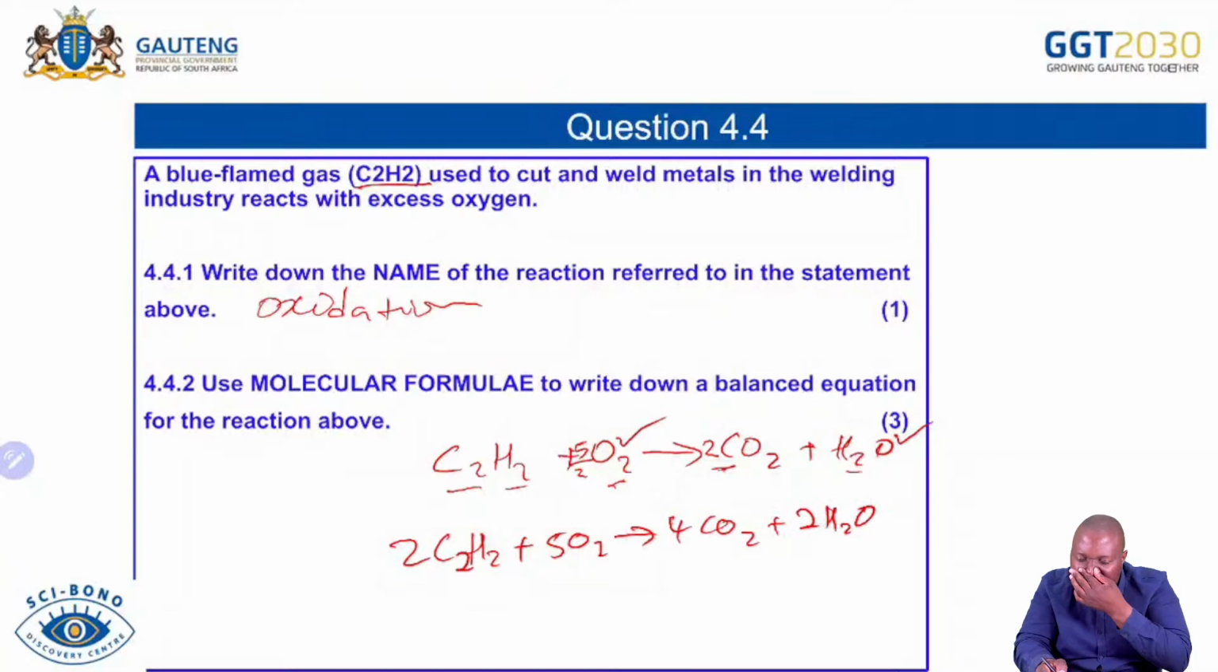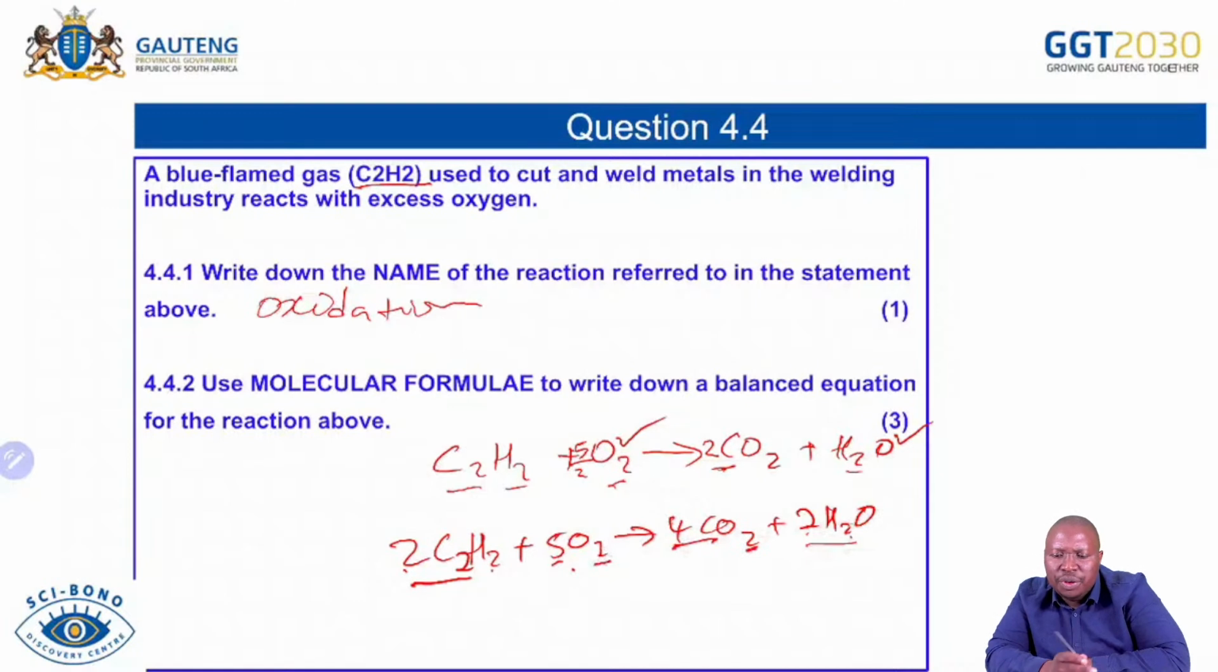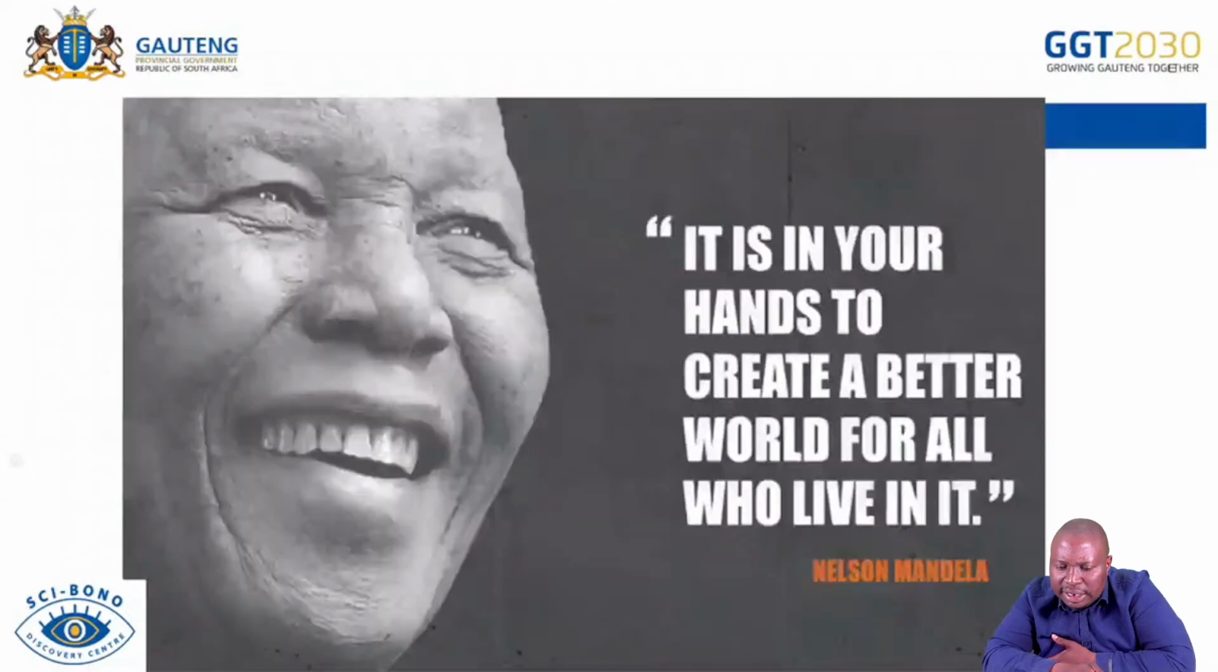So you are able to check how many carbons we have. We have 4. We have 4. How many hydrogens? 2 times 2 is 4. How many hydrogens? 2 times 2 is 4. They are balanced. How many oxygens? 5 times 2 is 10. And then how many here? 4 times 2 is 8, plus 2 is 10. Then without any doubt, you know that the reaction is balanced.